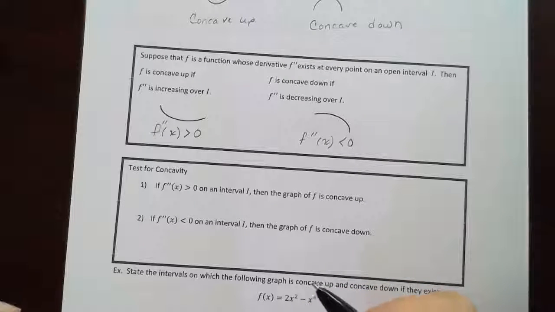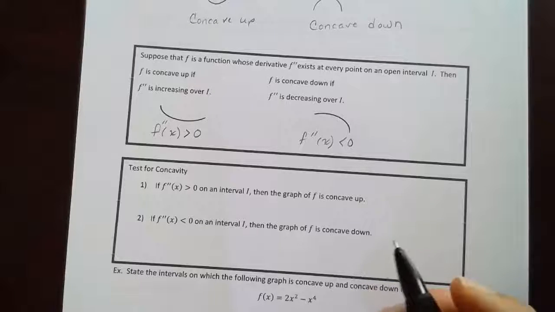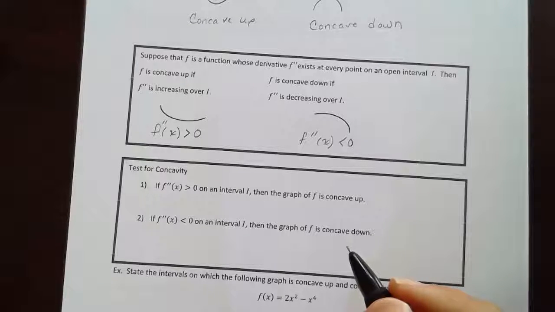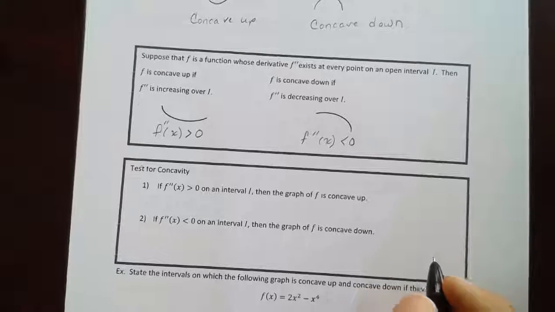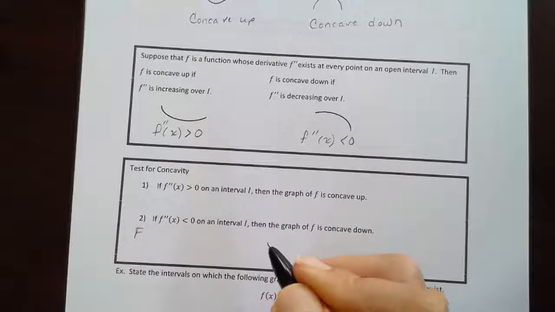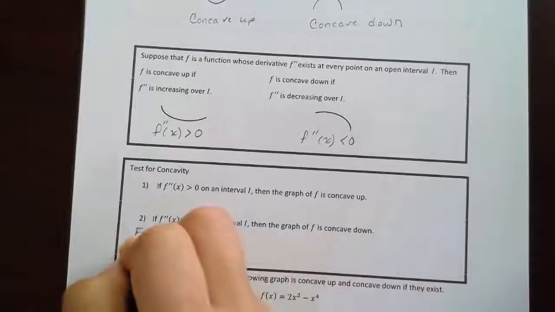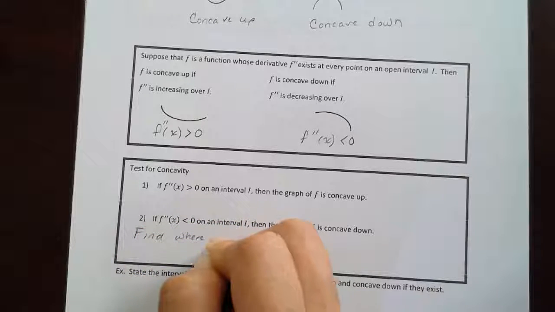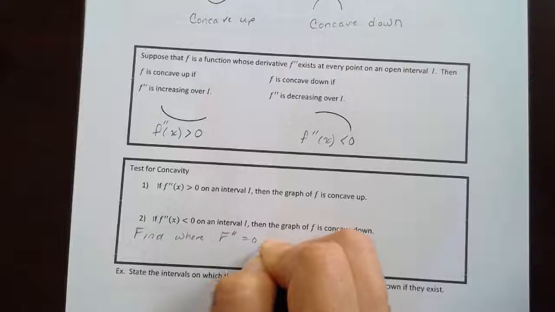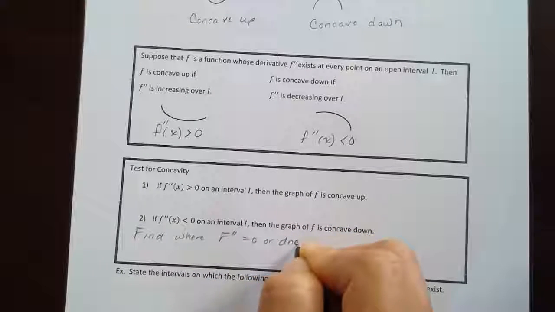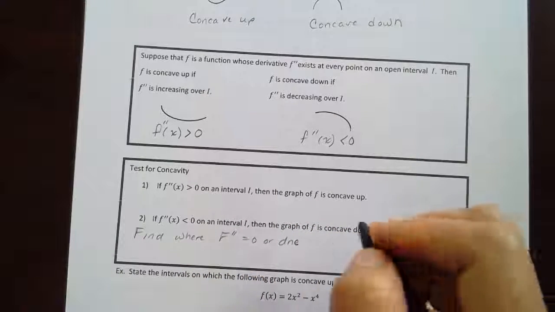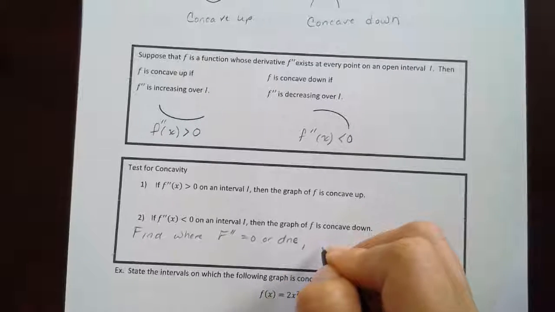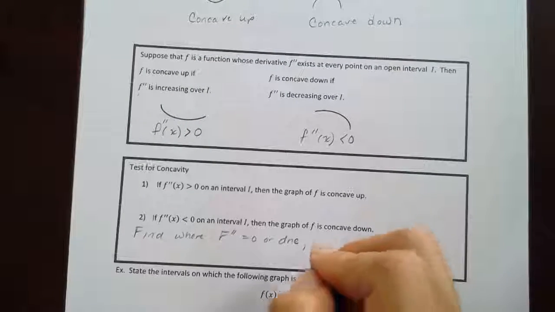So rather than guessing where the place we would change would be, we could actually do something similar to the first derivative test, where we find where f double prime is equal to 0 or doesn't exist. That's going to be your boundaries, and then you're going to test to the left, right, and if you have multiple ones, in between.